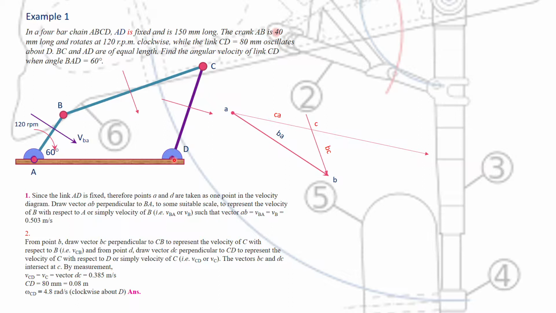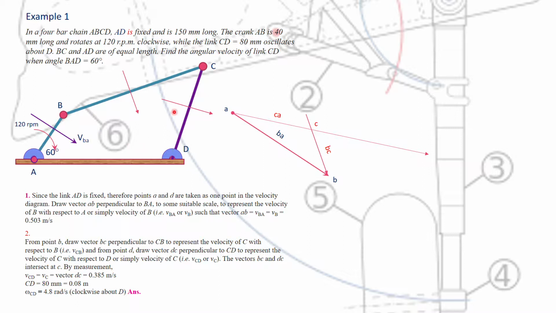First thing I remind you, you have to draw the space diagram first. Then draw crank AB, which is 40 mm long. So you have taken 1 cm to 25 mm, so it is 40 mm, which is roughly 1 point something cm from A to B. Then you know the angle, so definitely you will be able to draw the line AB.